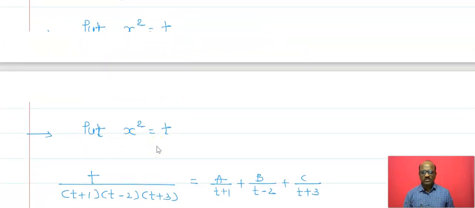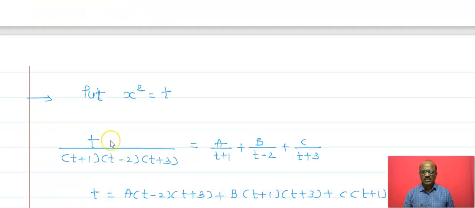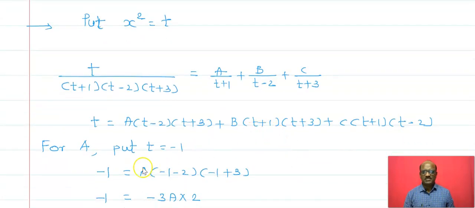We are not using the method of substitution. Therefore, t upon (t plus 1)(t minus 2)(t plus 3) is equal to a upon t plus 1 plus b upon t minus 2 plus c upon t plus 3. Therefore t is equal to, again, the LCM. What will be the LCM? t plus 1, t minus 2, t plus 3.